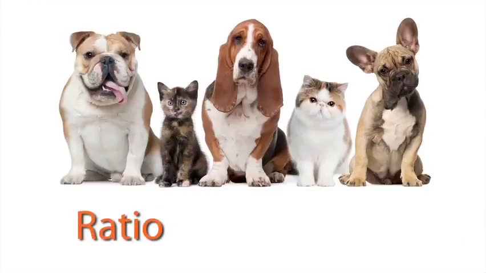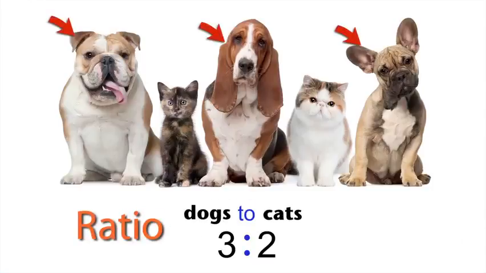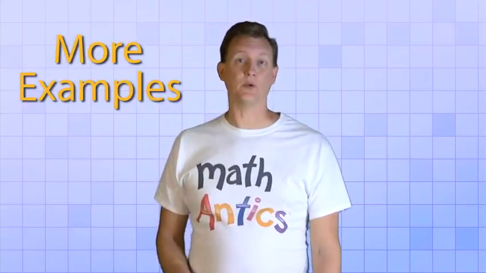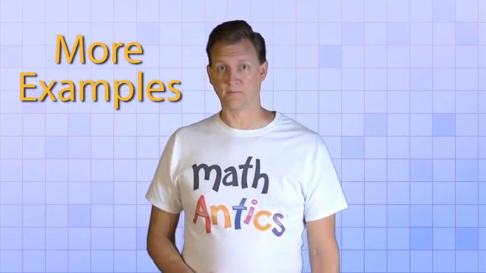For example, in this picture, you could say that the ratio of dogs to cats is 3 to 2. 3 dogs to 2 cats. And you could also write it in the standard division form, 3 dogs over 2 cats. They're just different ways to write the same ratio. Ratios are used all the time to represent all sorts of things in real-world situations. So let's see a few more examples to help you really understand what ratios are.